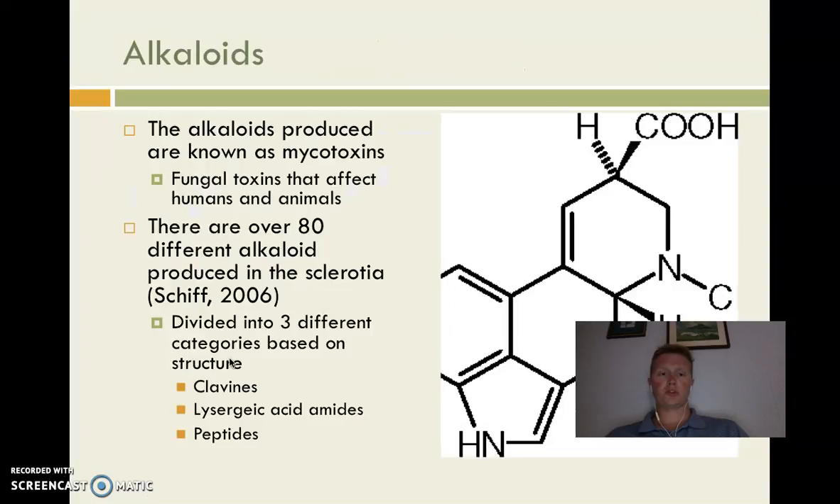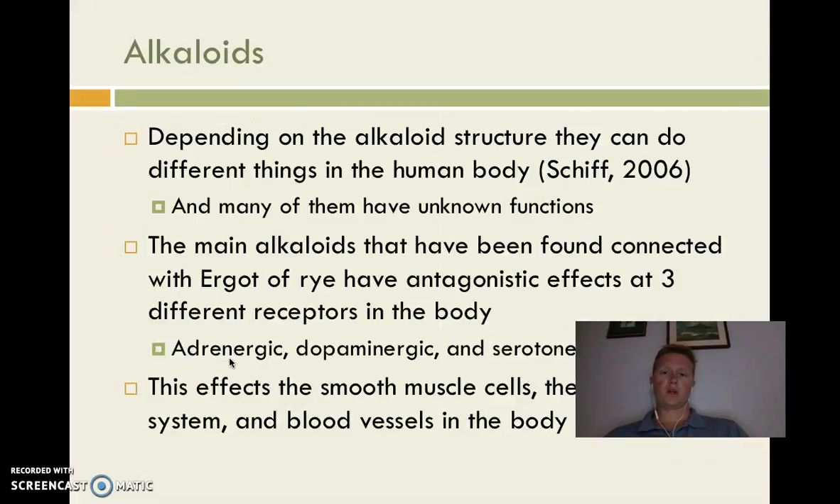The alkaloids that are produced by this fungus are known as mycotoxins, and these are the fungal toxins that affect both humans and animals. And as I said earlier, there's over 80 of these that have been identified. Some of them we don't know exactly what they do, but based on their structure, there's 3 different types of alkaloids: the clavines, the lysergic acid amides, and the peptides. Depending on their structure, they have different effects in the human body.